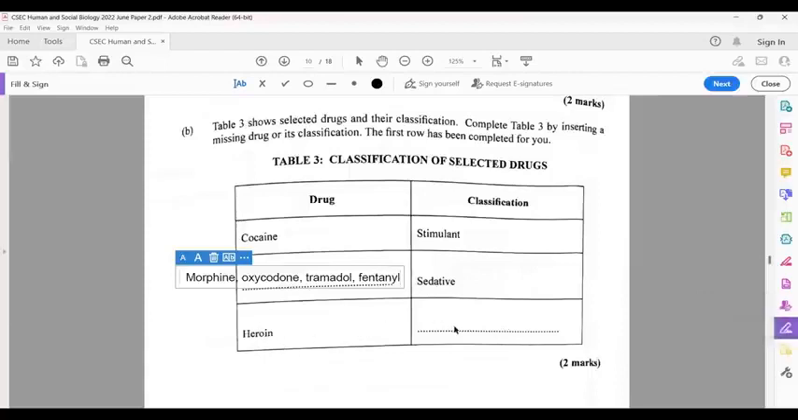Heroin, they ask you, what is the classification of heroin? And I hope persons know that heroin is a depressant.